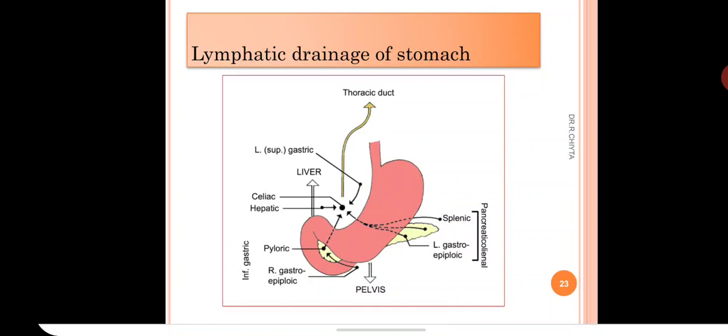So you have to remember how the adjacent lymph nodes carry the lymphatic drainage of the stomach.